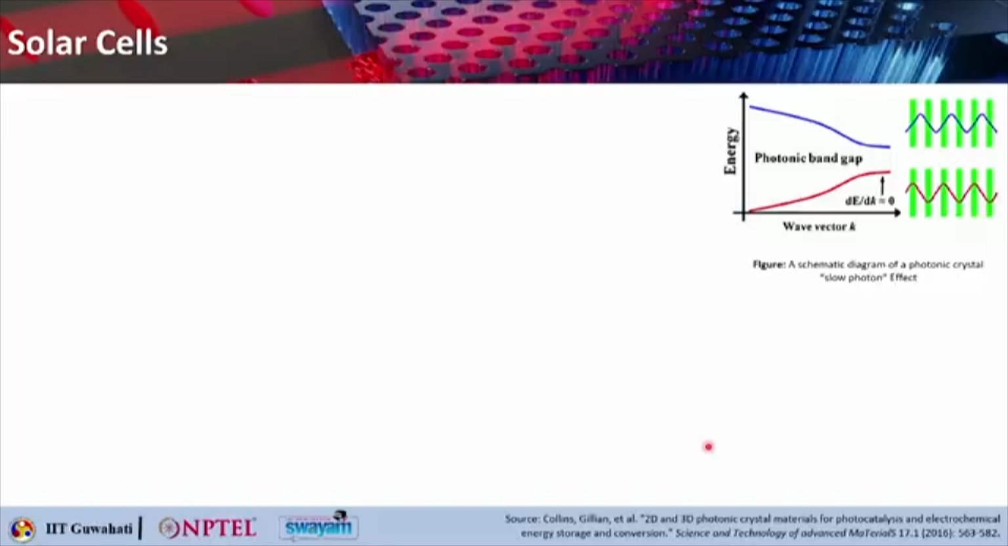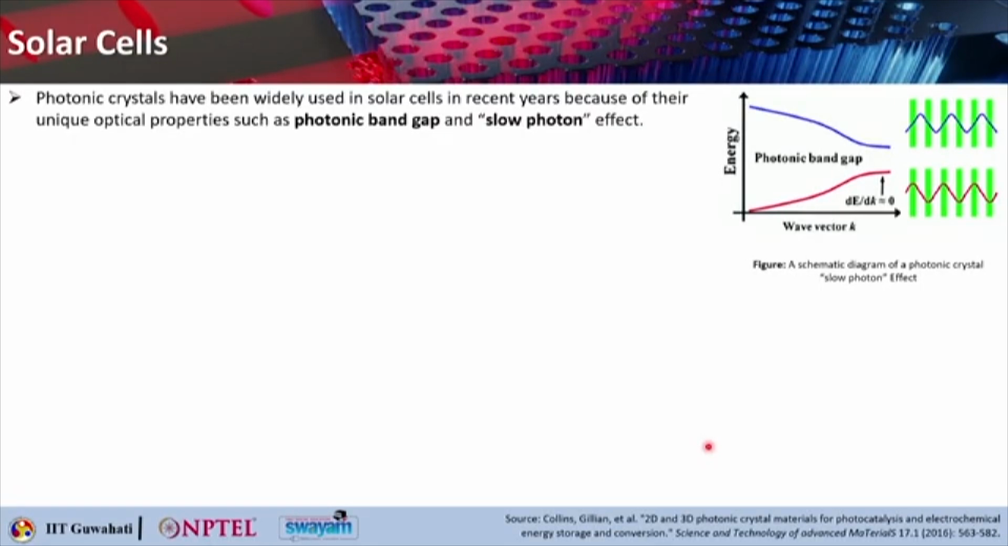Now let us look into different applications of photonic crystal slabs. I believe the difference between photonic crystal slabs and 2D photonic crystals is clear. Photonic crystal slabs have a finite z dimension or thickness, and index guiding helps you confine light along the z direction. The first example we will be discussing today is solar cells. Photonic crystal slabs have had a lot of applications in solar cells in recent years because of two unique properties: photonic band gap and slow photon effect.